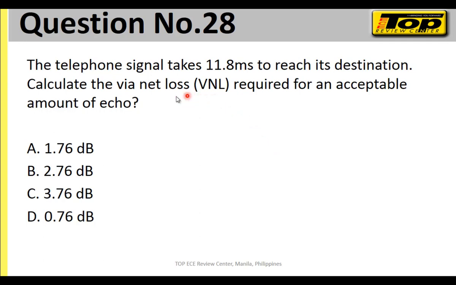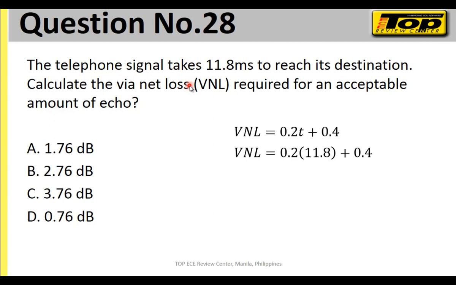But what is being asked is how to calculate for the Bayonet loss. The calculation for the Bayonet loss is 0.2t plus 0.4, where t is equal to 11.8. Take note, tinanggal na yung milliseconds. Ibig sabihin, that t must be expressed in milliseconds before you can use that. And then VNL will be equal to 2.76, or that is letter B. The correct answer for number 28, letter B.